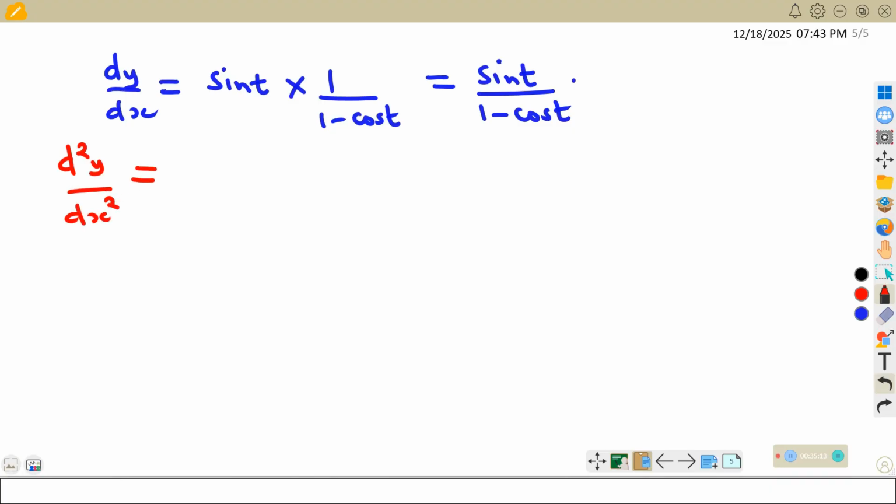d²y/dx² is the same as, if you have dy/dx, how do you get d²y/dx²? Find the second derivative. You get the second derivative of dy/dx. So do we simply say this is d/dx of dy/dx? Is that what you are saying?